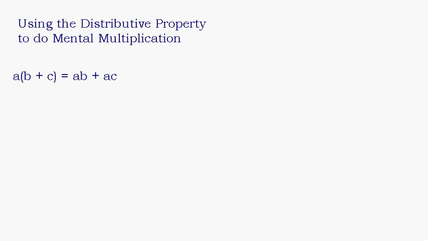In this video, I want to talk a little bit about how you can use the distributive property to do some mental multiplication. Let's refresh ourselves first on what the distributive property is. The distributive property is written right here: A times the quantity B plus C equals A times B plus A times C.